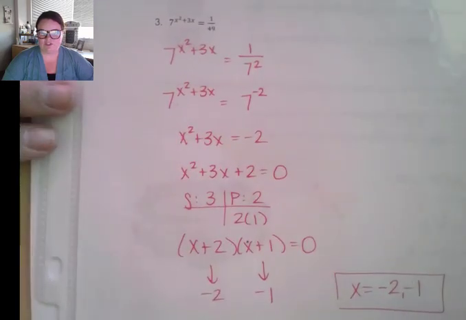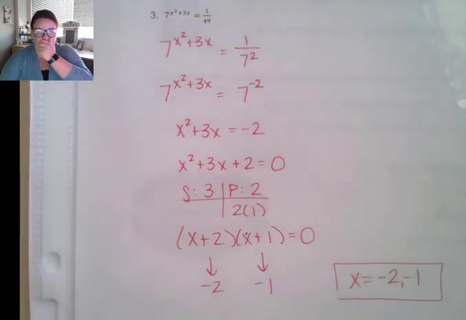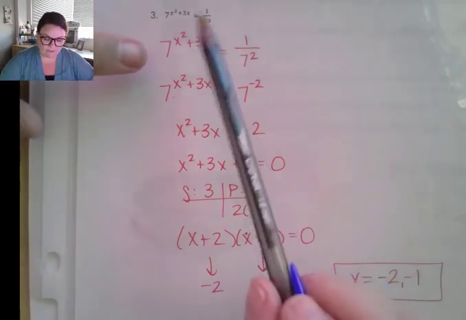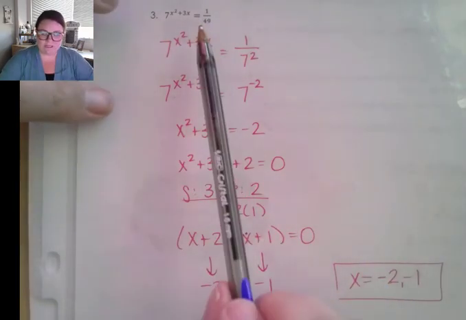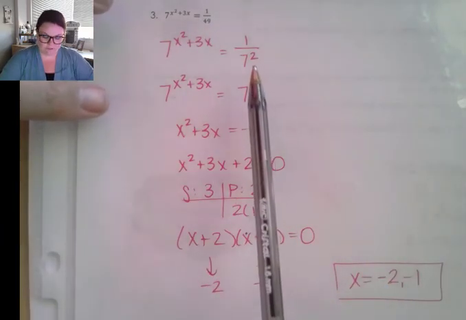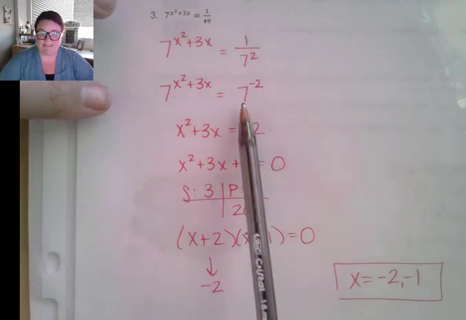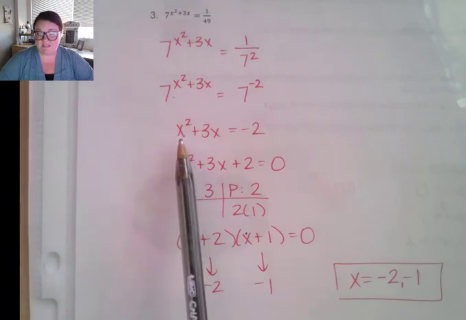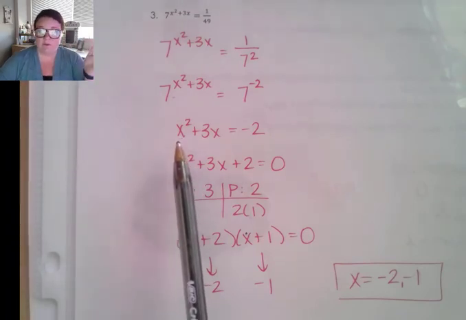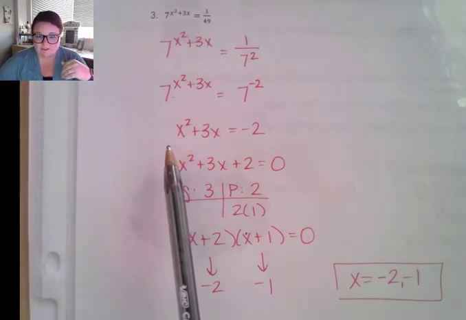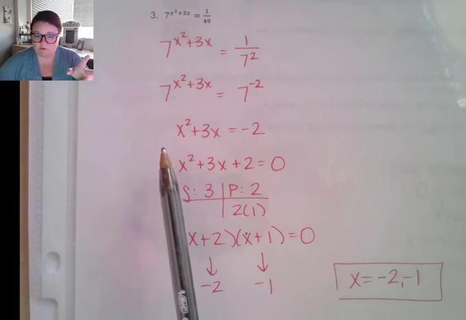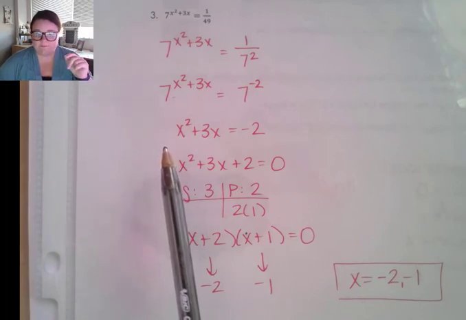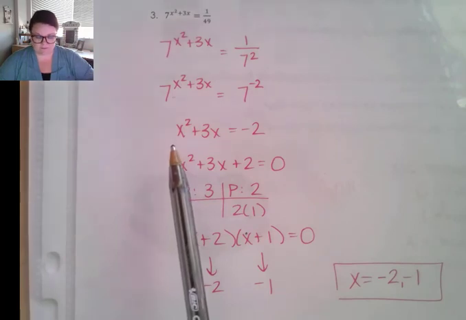This one was a little bit tricky because once we rewrite 49 as 7 squared, we know we can move it up to the top by writing it as 7 to the negative 2. When we drop our 7s, we were left with an x squared. So remember, when you're left with an x squared, that means you're either going to have to factor it or use quadratic formula, or one of the solving methods we've done so far.